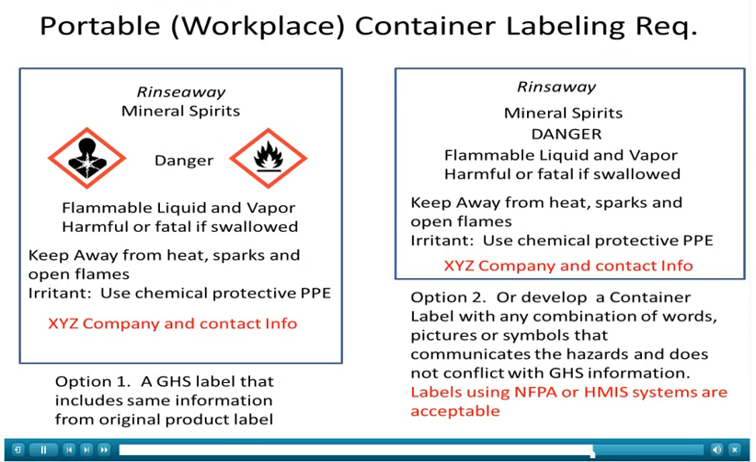Portable workplace container labeling requirements. Hazardous chemicals transferred from the original labeled container to a secondary container or any portable container prepared on site for internal use will require labels meeting one of the following options. Option 1. A GHS label that includes same information from original product label. Option 2. Or develop a container label with any combination of words, pictures or symbols that communicates the hazards and does not conflict with GHS information.